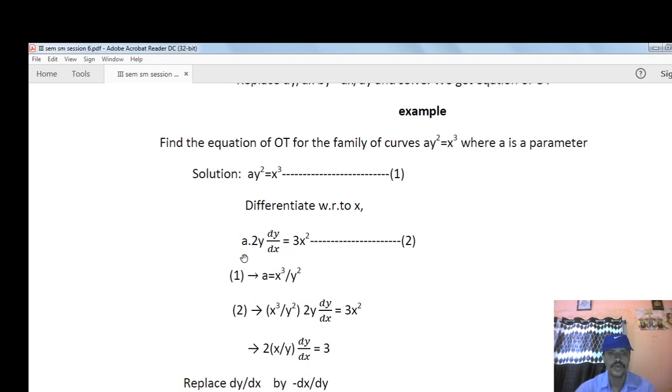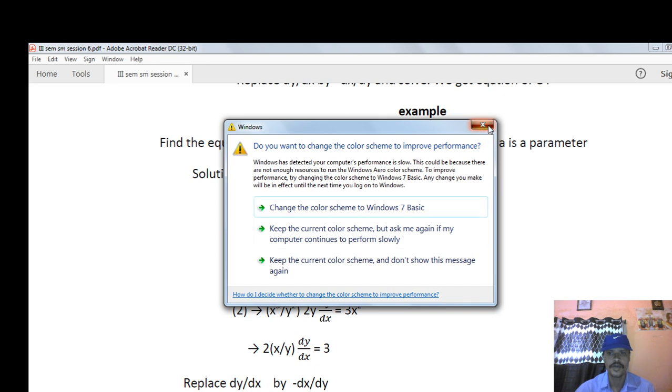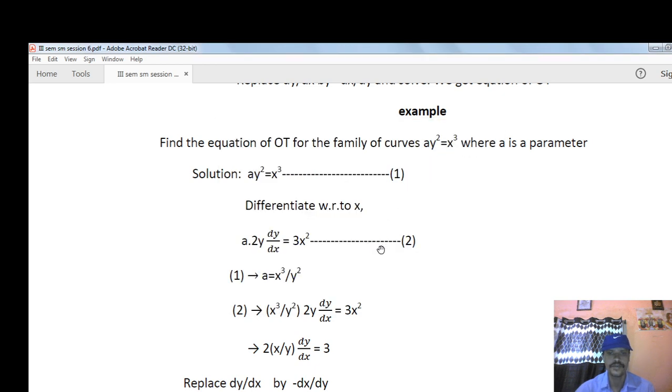Now how to remove the arbitrary constant A from these two equations? That means find the A value from one equation and substitute this in the other equation. Here it is more comfortable finding the A value using equation 1 when compared to equation 2, and therefore find the A value in equation 1 and substitute this in equation 2. Now 1 implies A is equal to x cube by y square. After substituting this A value in equation 2, we have this.